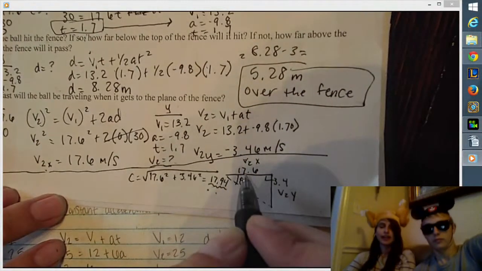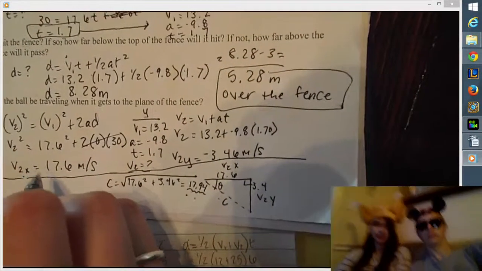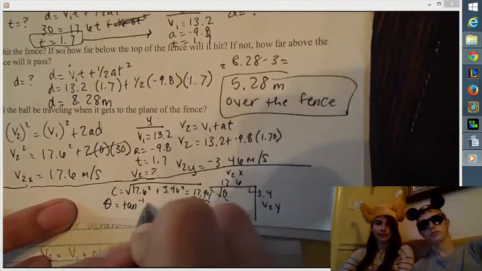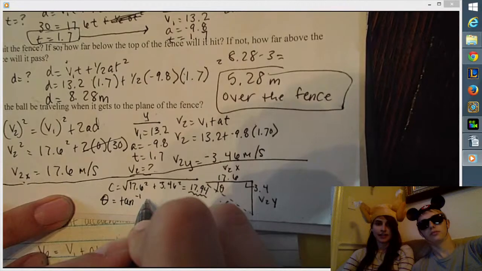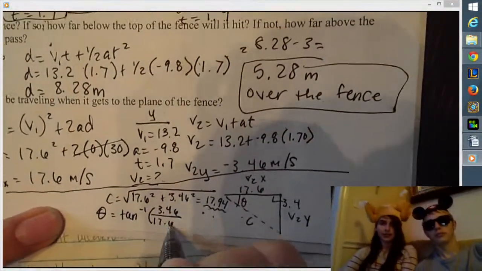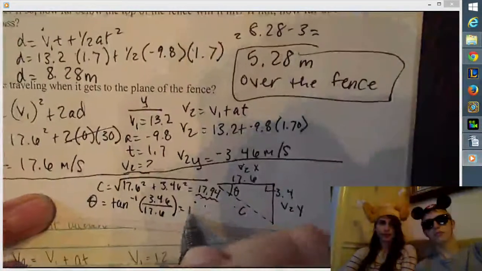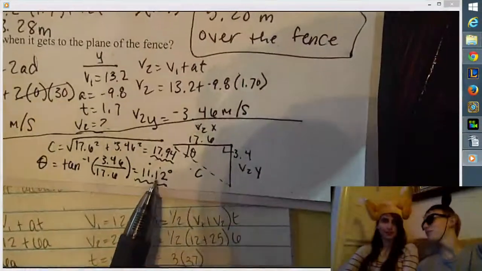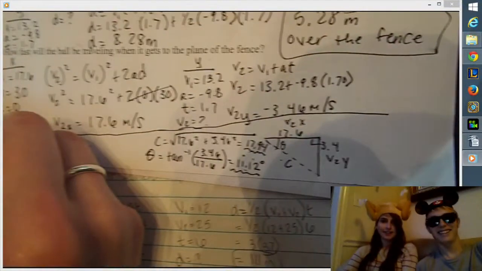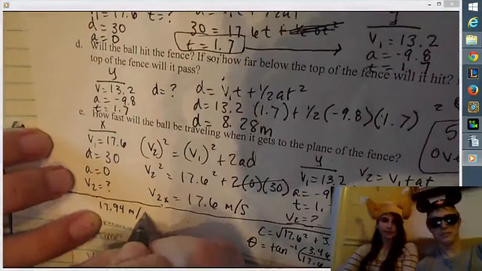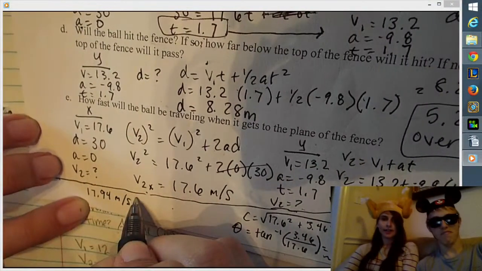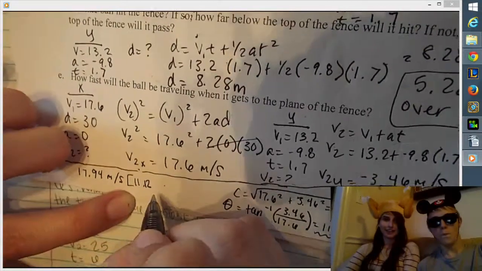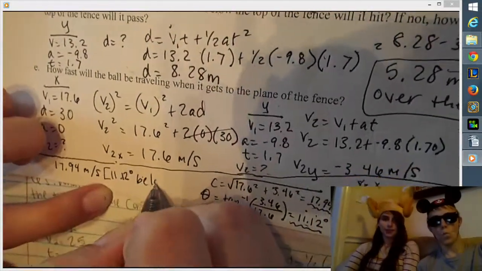And to find theta, we have the three sides, so we can do tan inverse. That's what we're going to do. So theta equals tan inverse, and the inverse of tan is the way to find angles. And so we'll do 3.46 over 17.6. And we're going to find 11.212 degrees. And so since it's going down, we know it's below. So 17.94 meters per second is the velocity, and then in our little brackets we'll put 11.12 degrees below the horizontal.